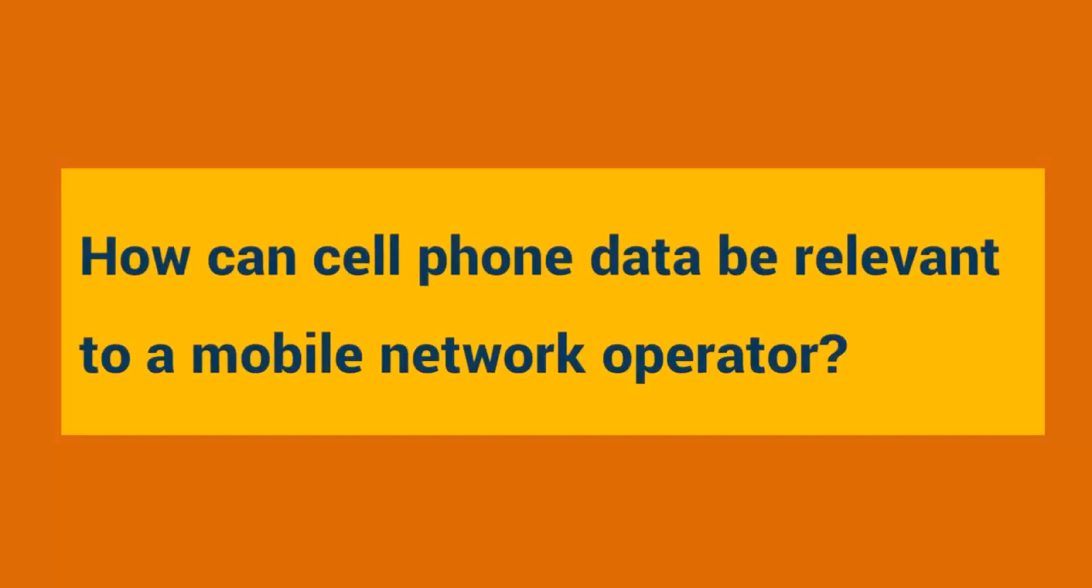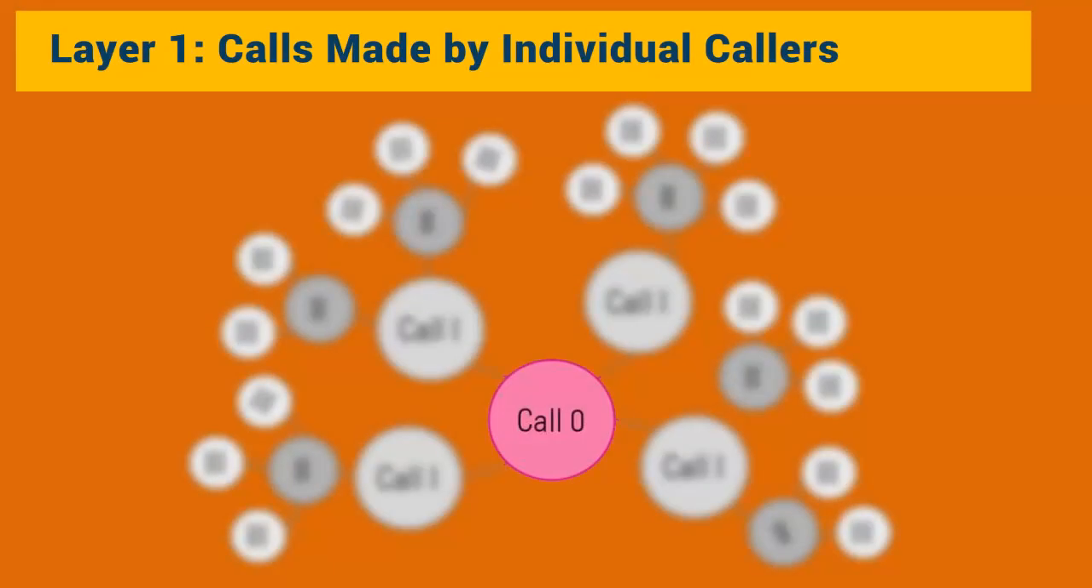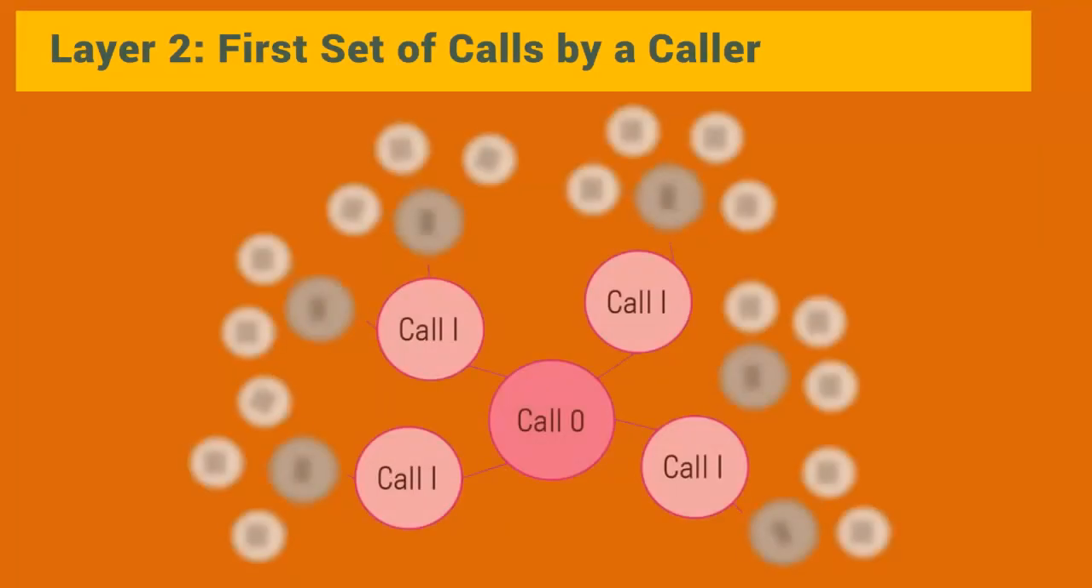Let's look at an example on how cell phone data can be relevant to a mobile network operator. Every caller's network data has multiple layers. The first would consist of the individual callers and the calls that they have made. The next layer, a deeper one, would be the individuals to whom the caller has made the first set of calls.